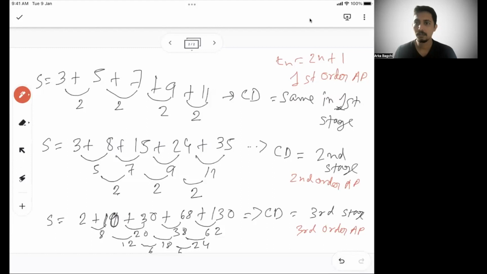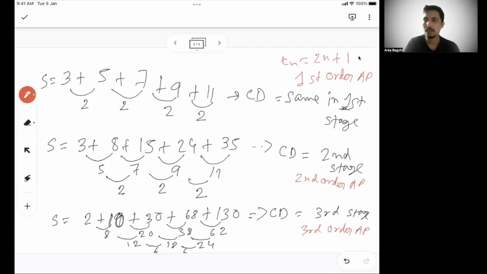Okay, right. Yeah, Tn equal to 2n plus 1. The second order AP, if you see, the Tn here is n square plus 2n. How did we do that?